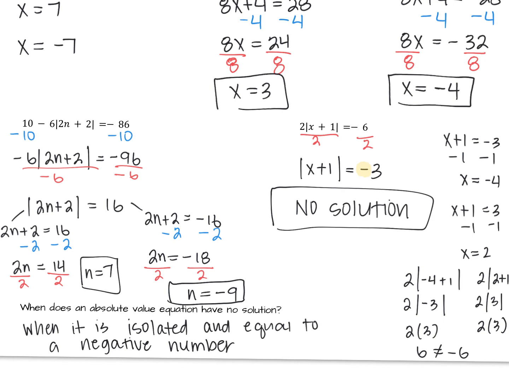So notice how I added when it is isolated and equal. It's not just when it's equal to a negative number, because if that were the case, the example we did before, it was equal to -86. So if I just said equal to a negative number, I say, oh, well, no solution. But what we actually found out is that once we isolated the absolute value, it was no longer equal to a negative number. So it did end up having a solution.